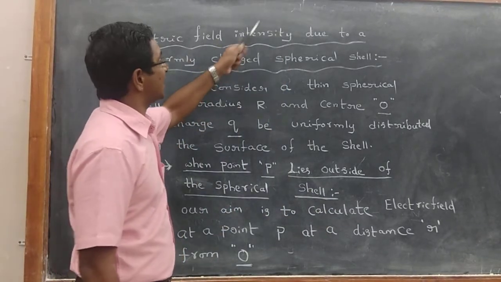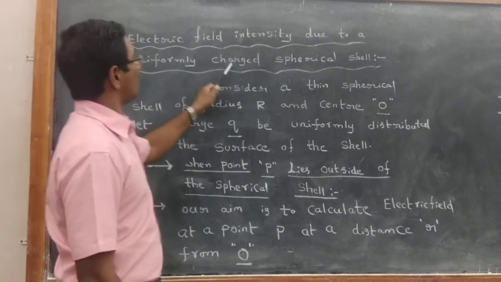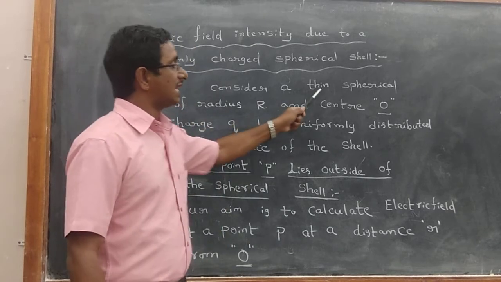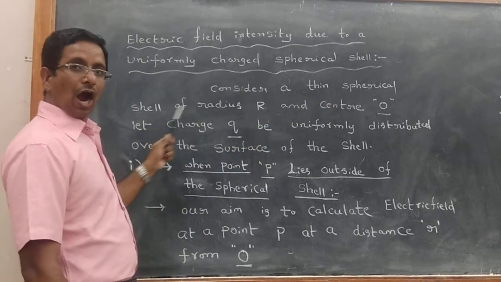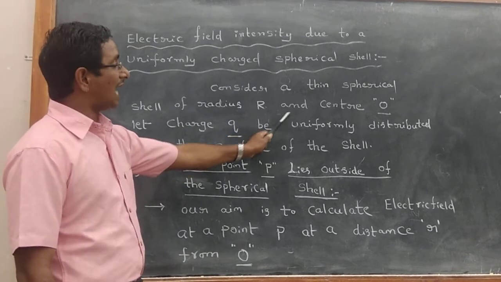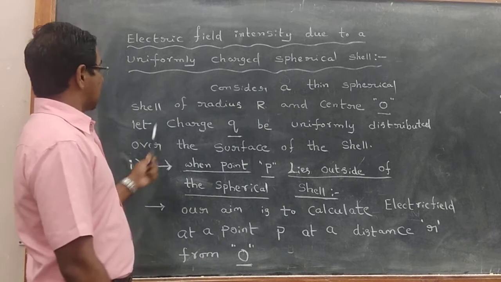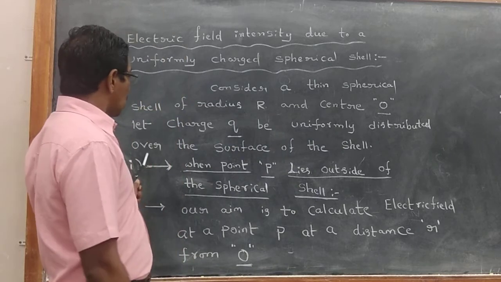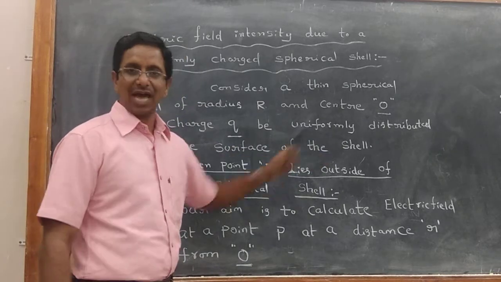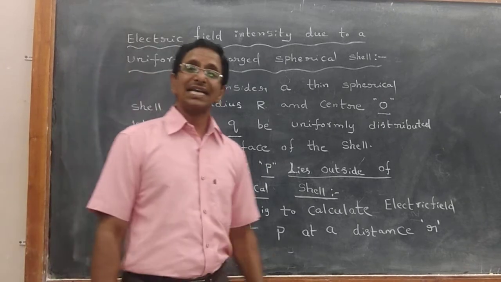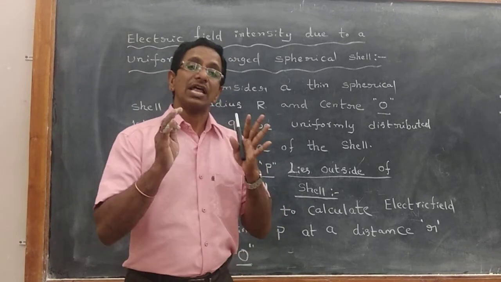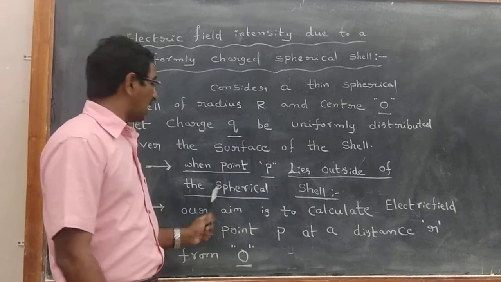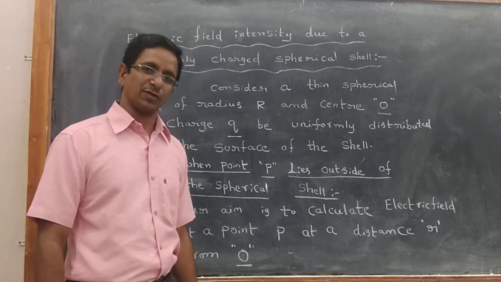Electric field intensity due to a uniformly charged spherical shell. This is our concept. Now come to the matter. Consider a thin spherical shell of radius capital R and center O. Let the charge Q be uniformly distributed over the surface of the shell. Now, what is our first point? Our first point is to find the field when the point P lies outside of the spherical shell.